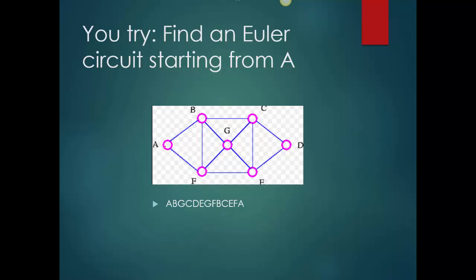Here's another one. I could go A, B, G, C, D, E, G, F, B, C, E, F, A. So hopefully you can see it traces and goes over all of them and goes back to the beginning. They don't always look pretty when I draw them, but it does show you how I used all of them exactly once.